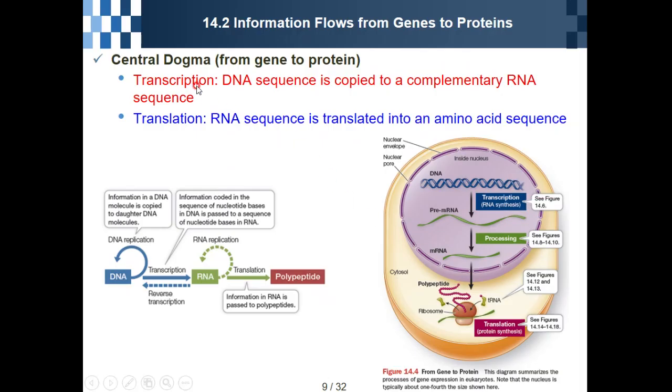Today we will learn the central dogma. We learned transcription, and after transcription, pre-mRNA is made. After that, the processing step happens. So we learned processing, and after that, in the fifth subject, we will learn translation.